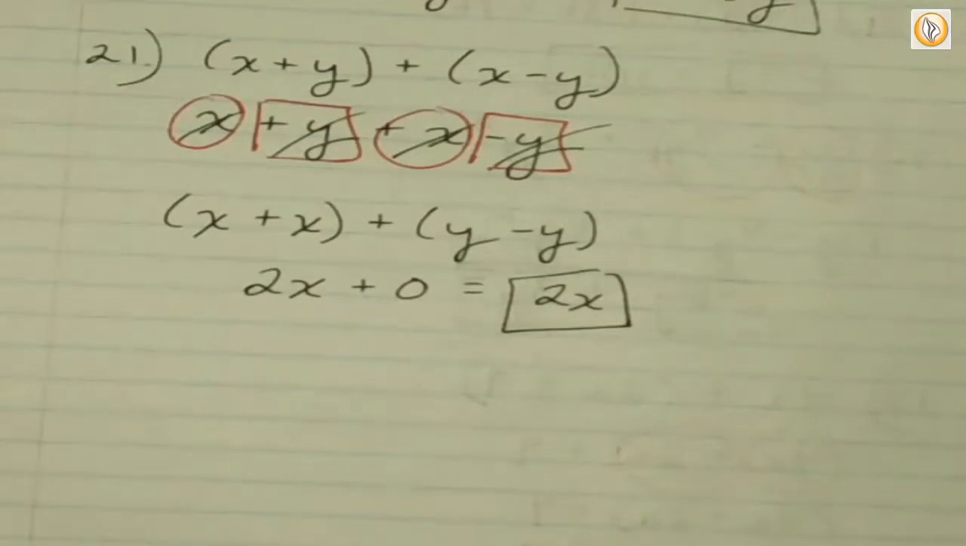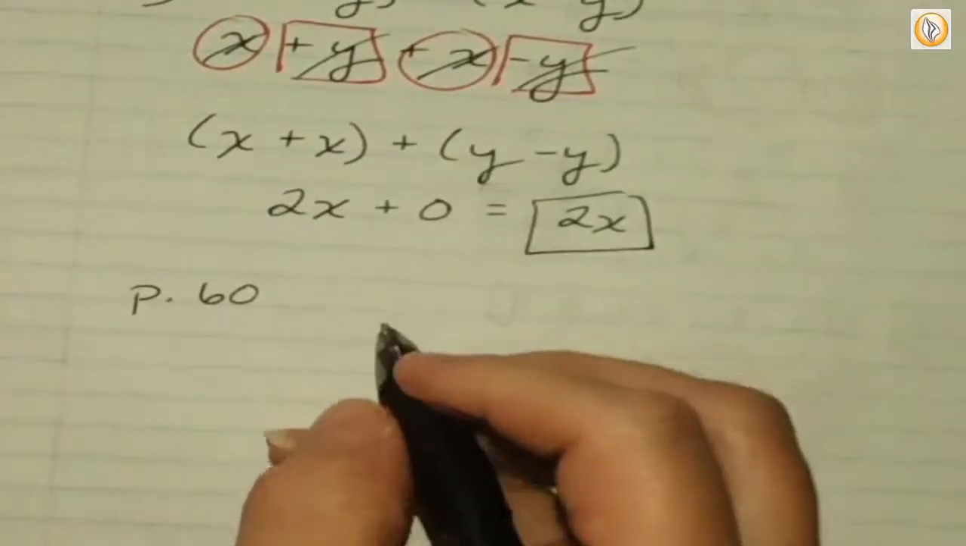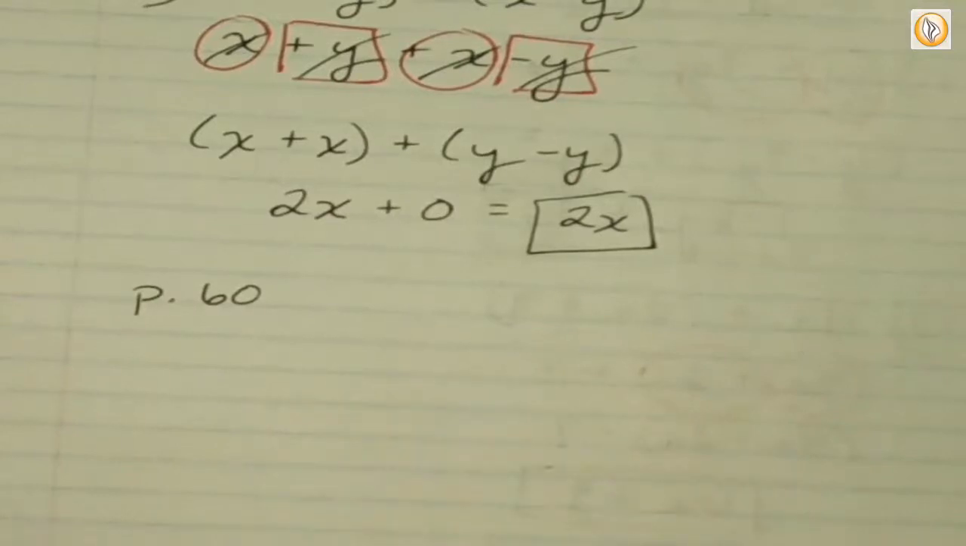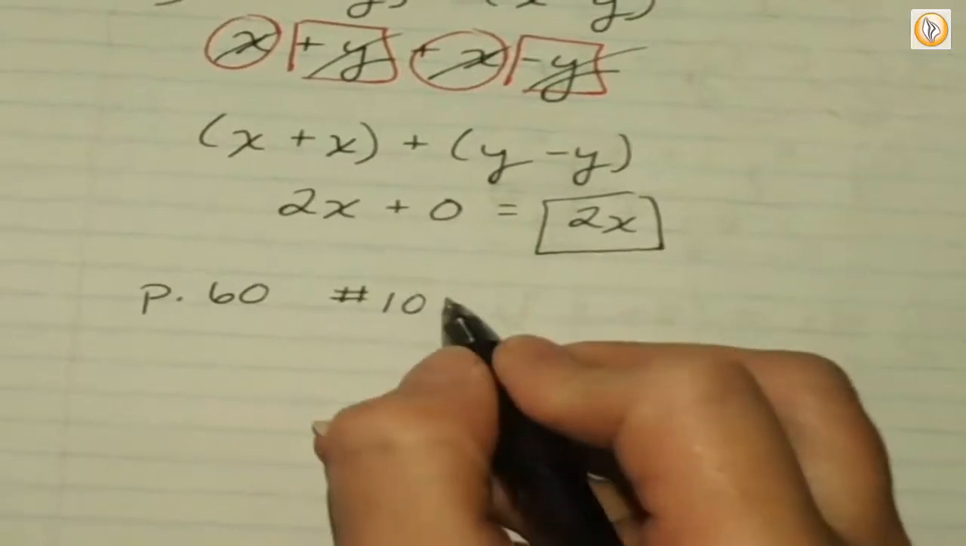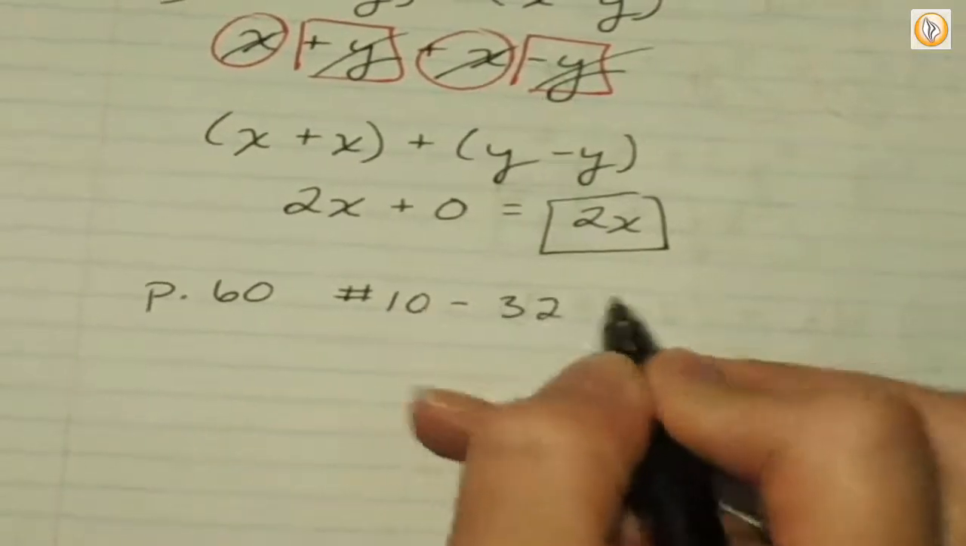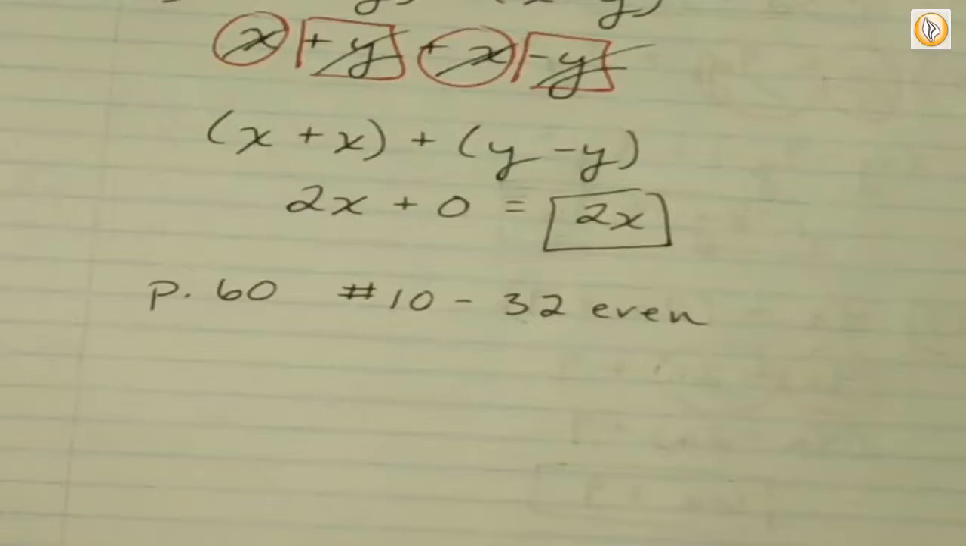All right. Do y'all think you can handle this? Yes, Mom. All right. I'll go ahead and set you free instead of doing more examples. You're doing page 60. Be careful with the uglies. You're doing numbers 10 through 32 even. That's 12 problems.